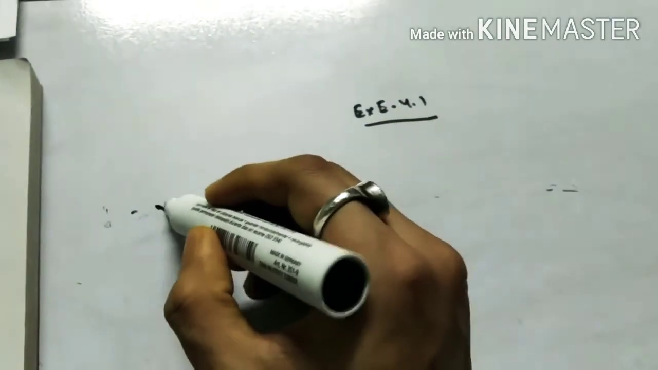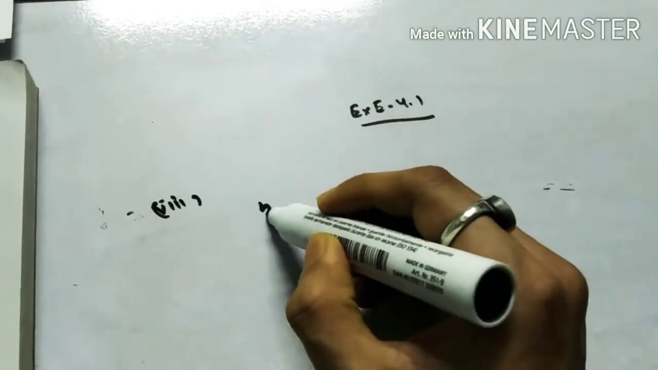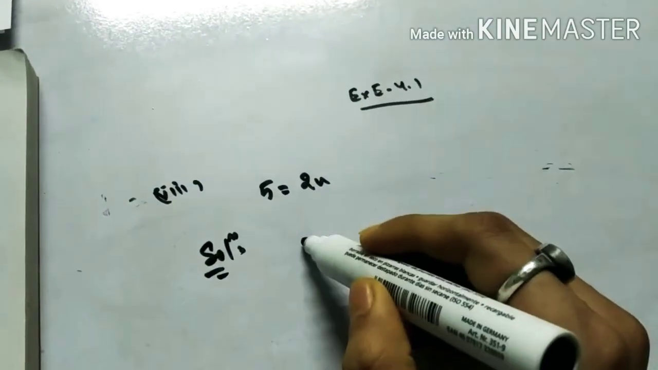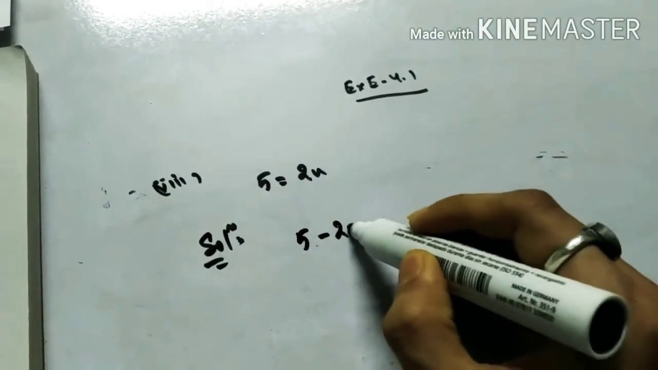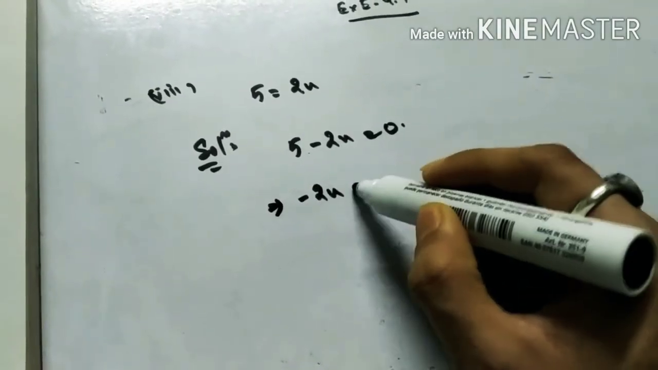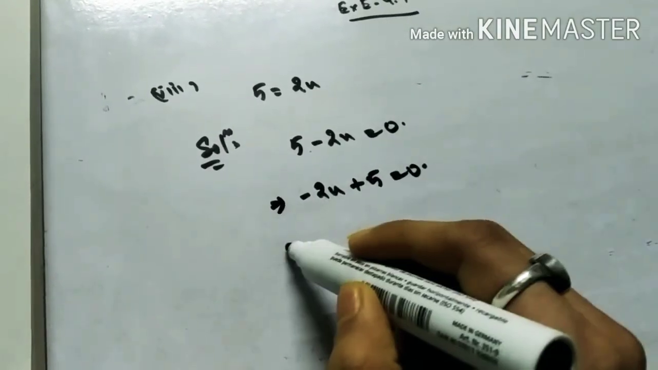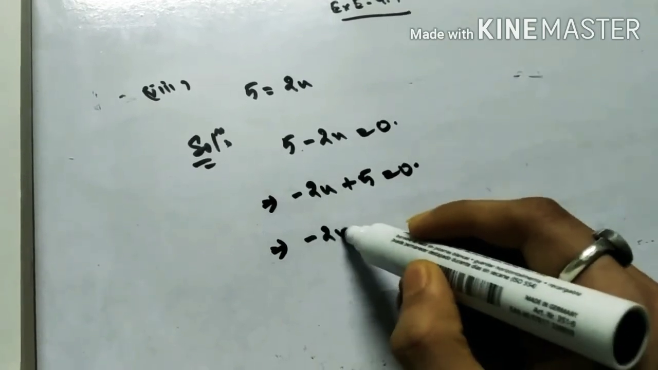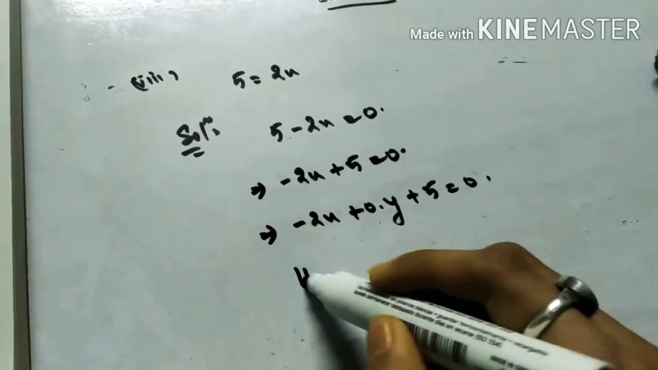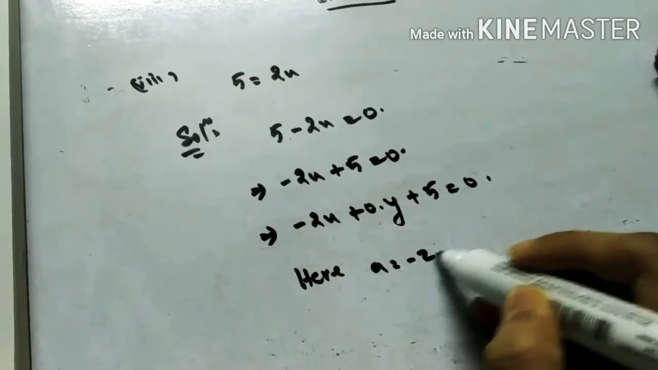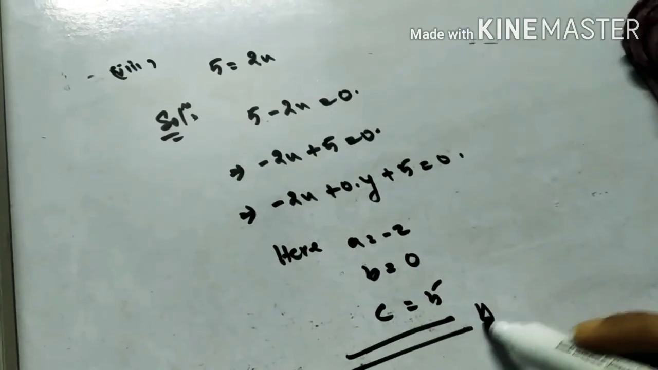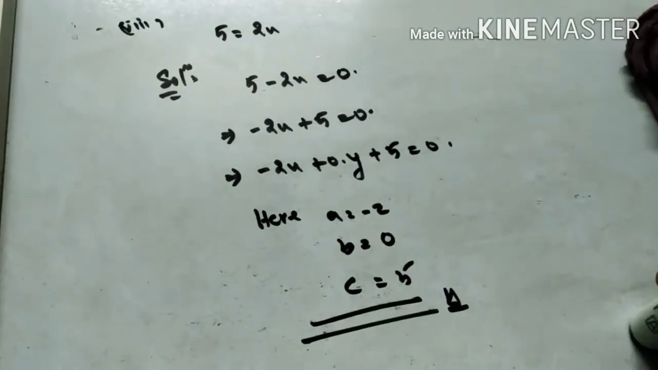And the last one, number 8, 5 is equal to 2x. For the solution, this is 5 minus 2x is equal to 0. This same equation you can write as minus 2x plus 5 is equal to 0, or you can write it this way: 2x plus 0 dot y plus 5 is equal to 0. So here a is equal to minus 2, b is equal to 0, c is equal to 5. This is your answer.